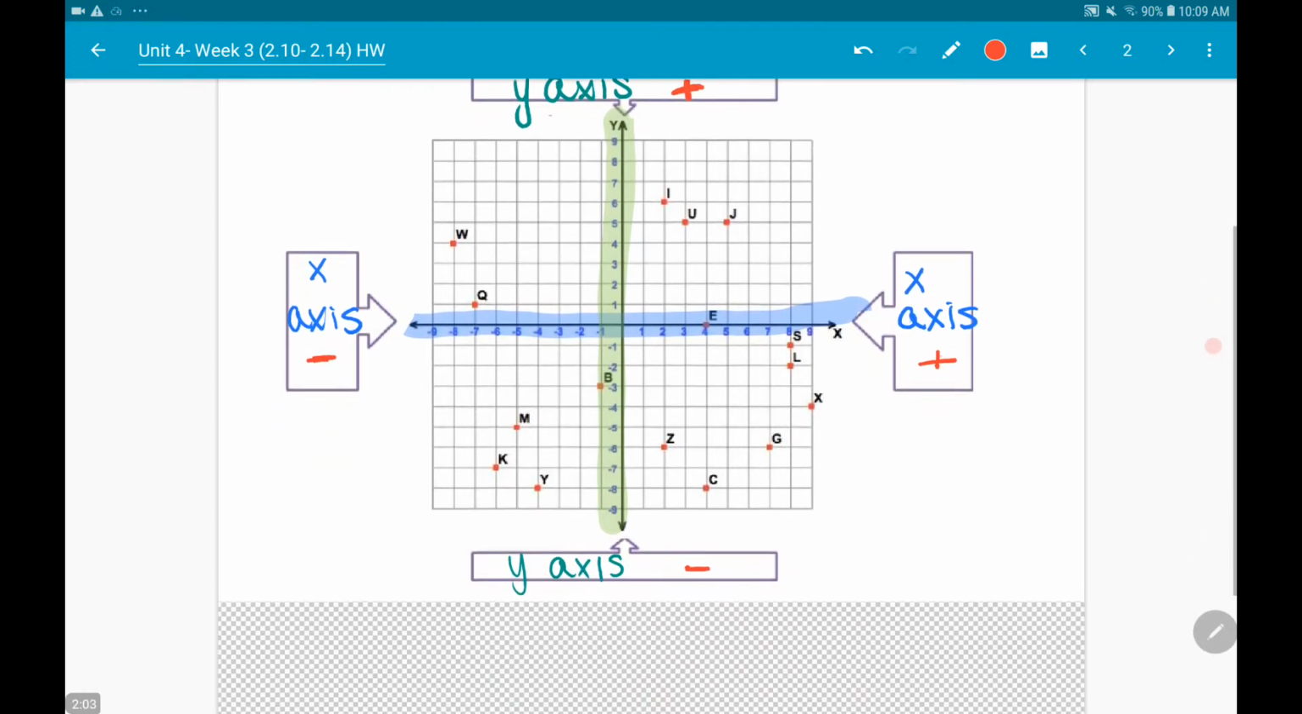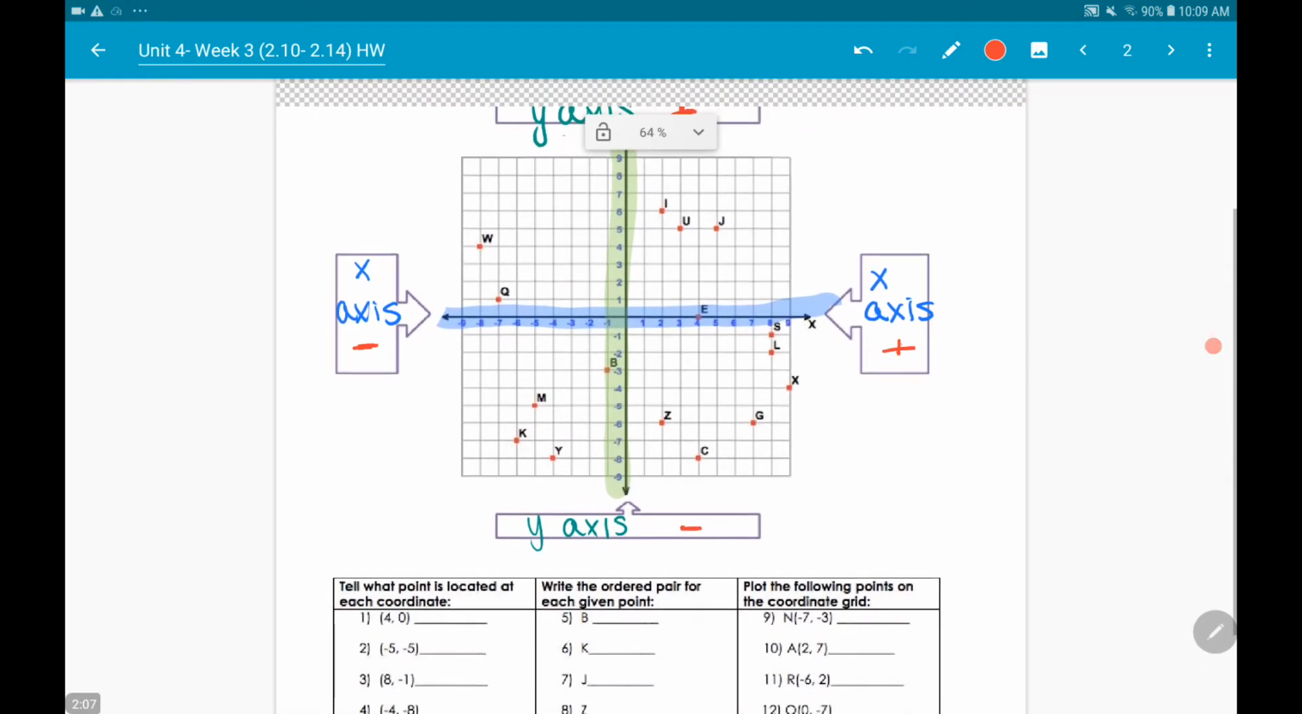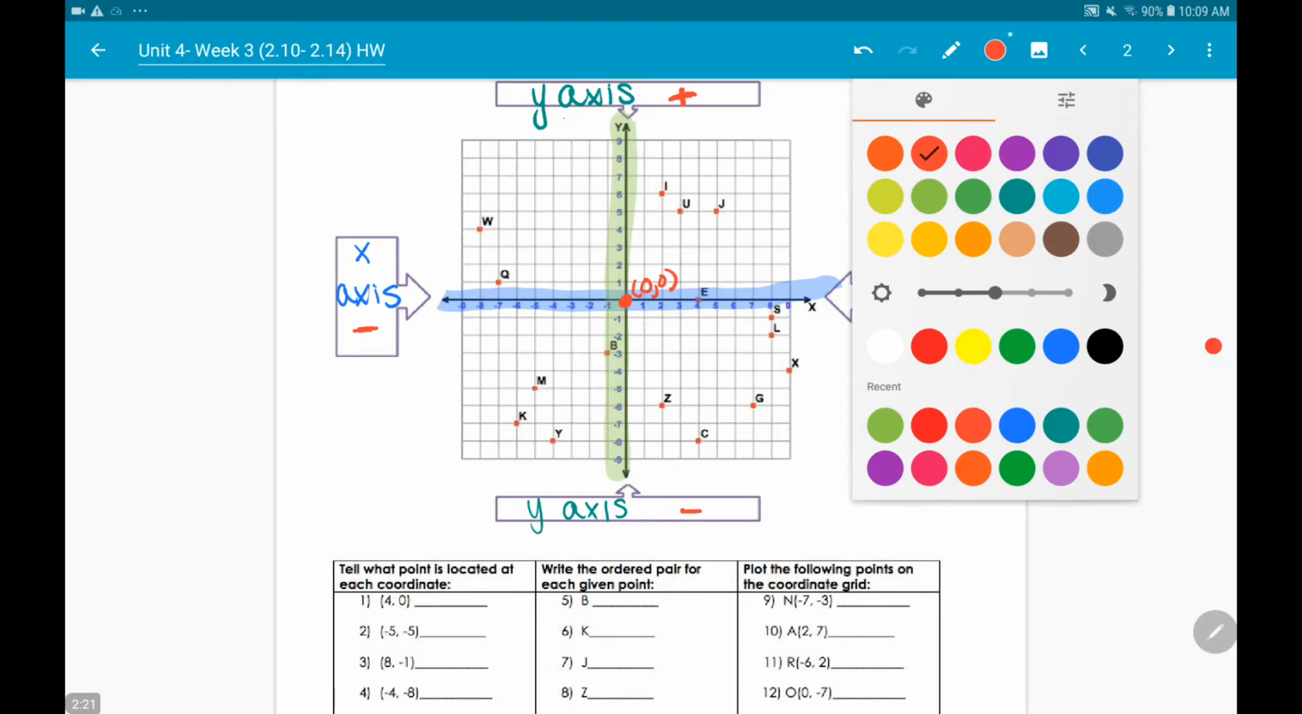Okay? Now this should be review for us, so I'm just making sure that we're all on the same page before we start. One last thing to note: this point in the middle is not labeled. That is always (0, 0). That is called our origin. We spoke about that a little in class.